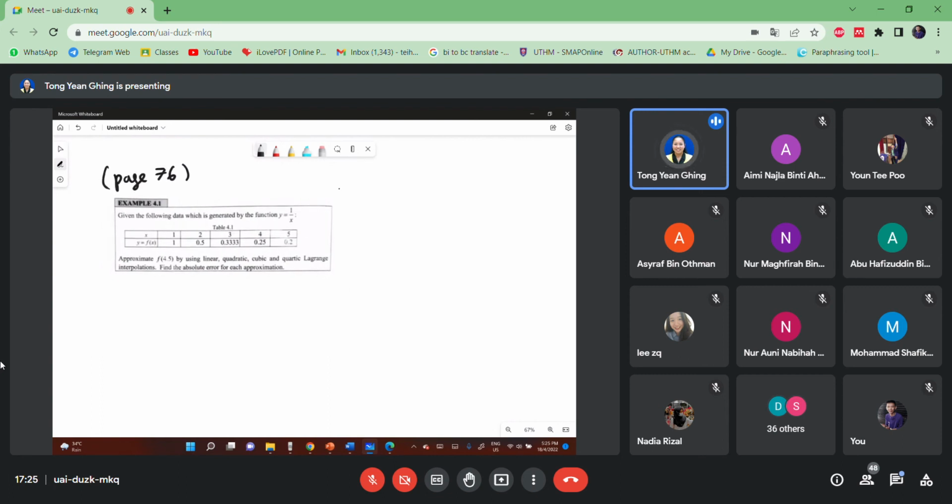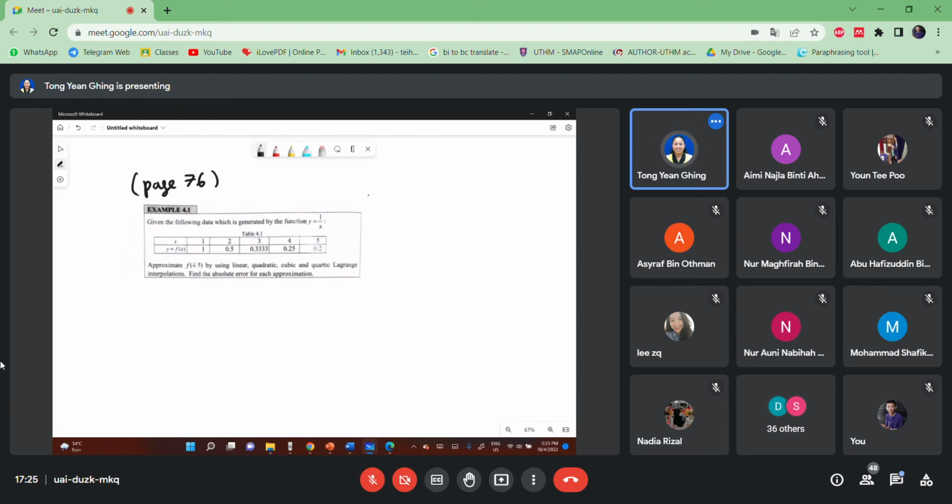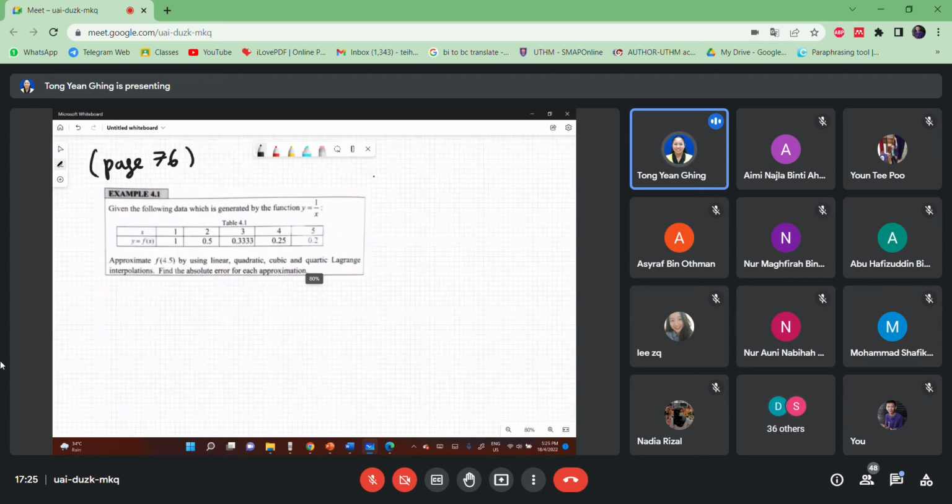Given the following data, which is generated by the function y equals 1 over x, there is a table here, Table 4.1, with the value of x: 1, 2, 3, 4, 5, five data points, and then the value of y. So approximate f at 4.5 by using linear, quadratic, cubic, and quartic Lagrange interpolation, and find the absolute error for each approximation.